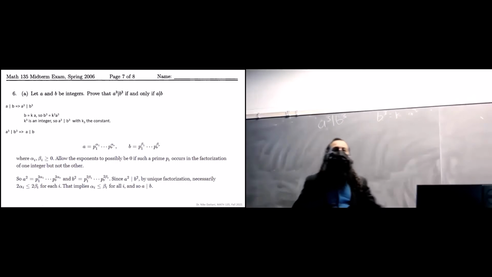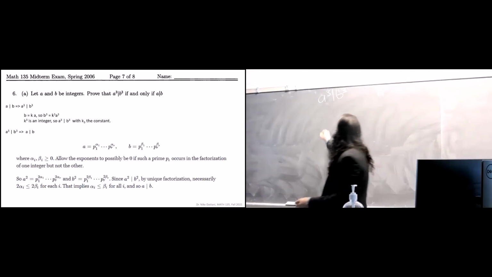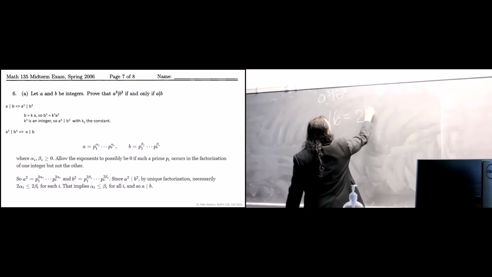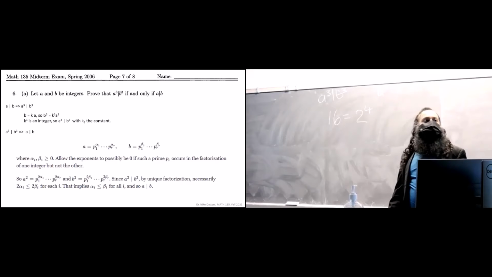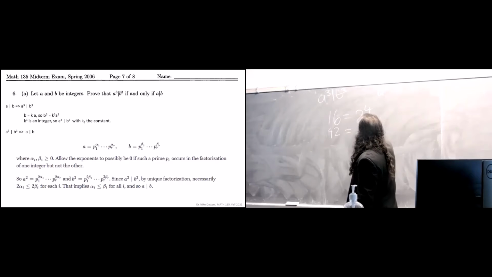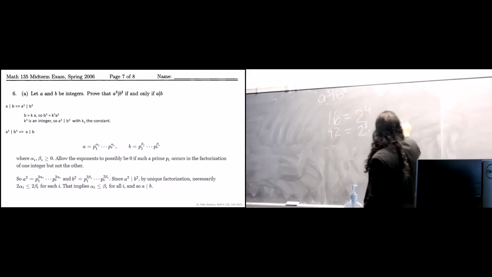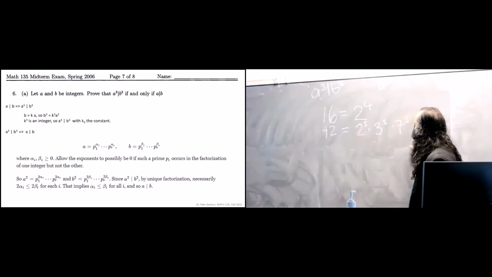Give me a composite number between 1 and 50. 16. Okay, 16 equals 2 to the 4. Another composite number between 1 and 50. 42. Okay, 42 equals 6 times 7, right? So it's 2 to the 1 times 3 to the 1 times 7 to the 1. Is that right? Yeah. Okay, so any composite number, you can factor it into powers of primes.